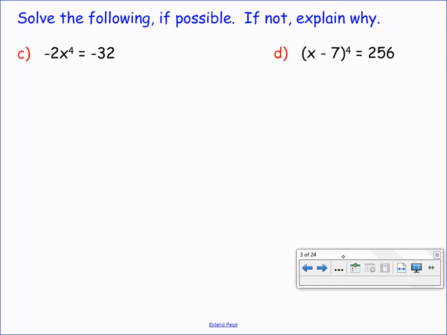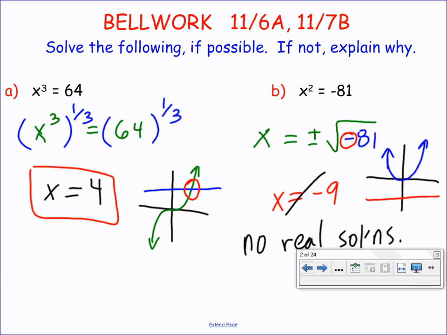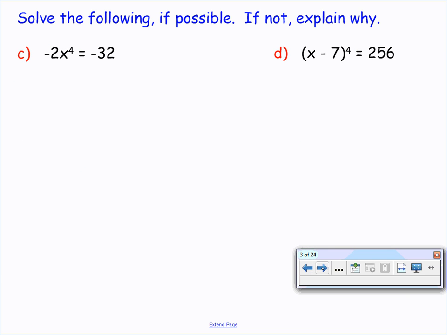So if negative 2x to the fourth equals negative 32, oh, wait a minute. Can I say right now that there's no real solutions? Because we have an even exponent and a negative number. Does that mean there's no real solutions? No, because we're not isolated yet. We don't have a power function alone on one side. So before we can tell, we need to make sure that we have isolated that power function.